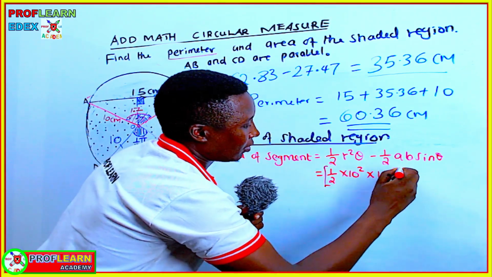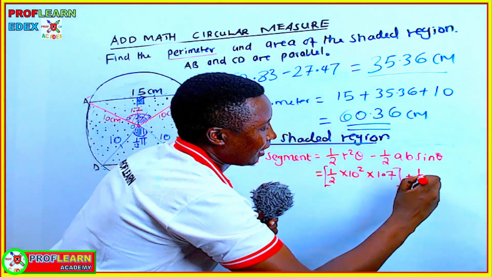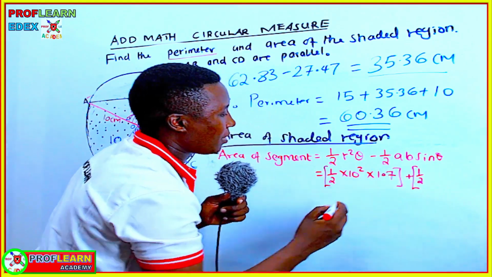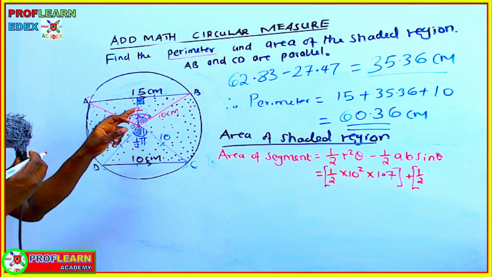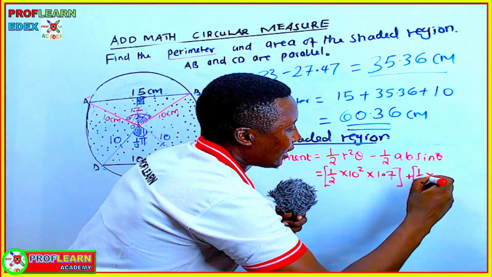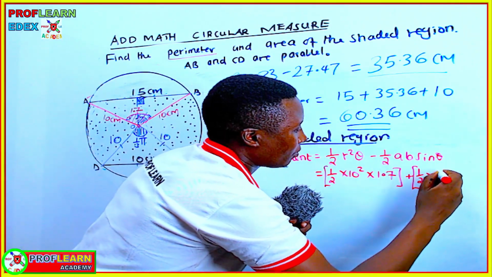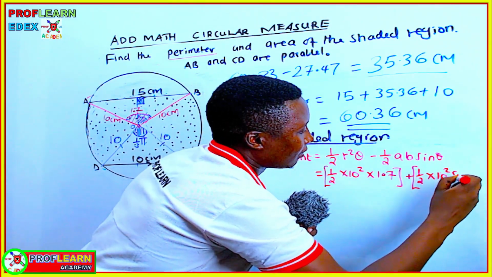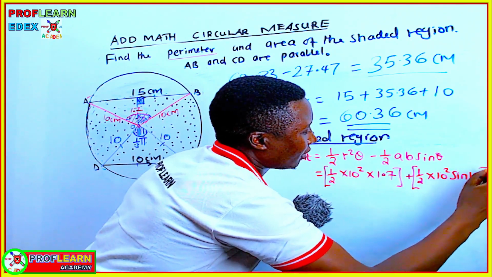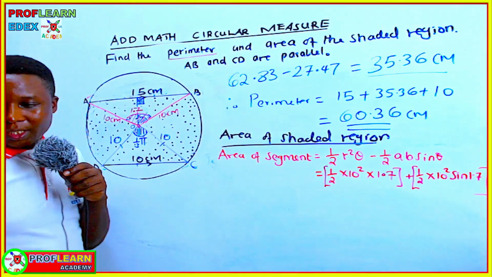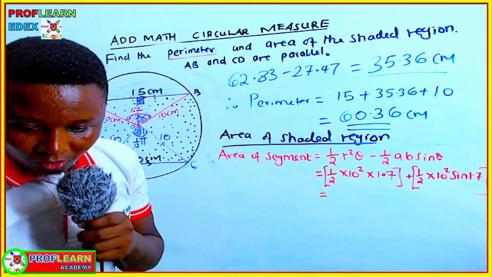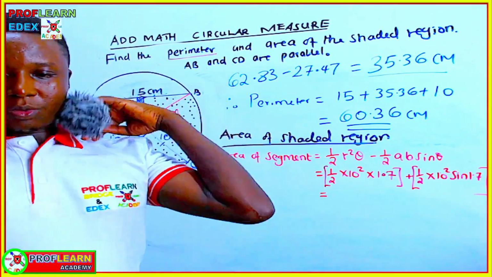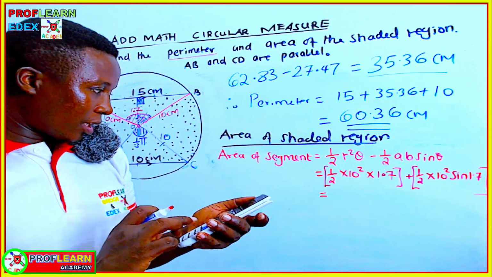So we shall work that out. Then plus a half AB. A and B are the sides forming this angle for the triangle, so this is R times R. So this is 10 squared sine 1.7. So also we're going to work it like that. If we work it out, what are we going to get? We write exactly what we have there.